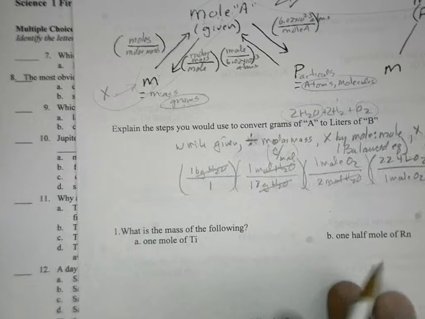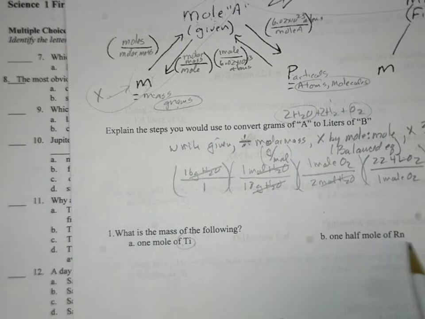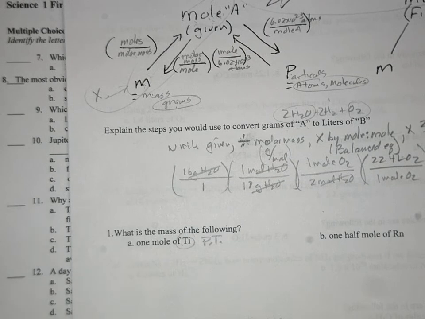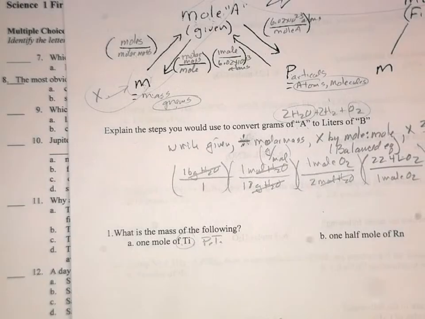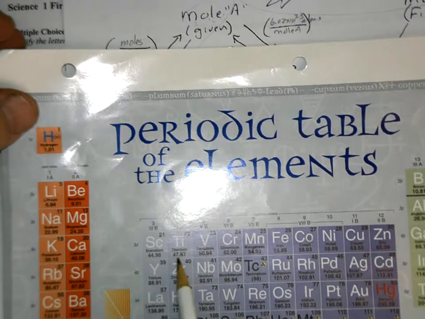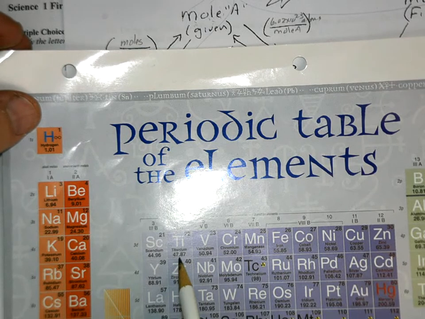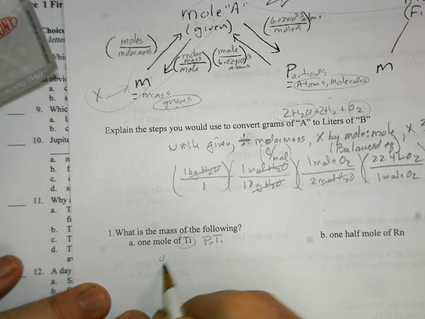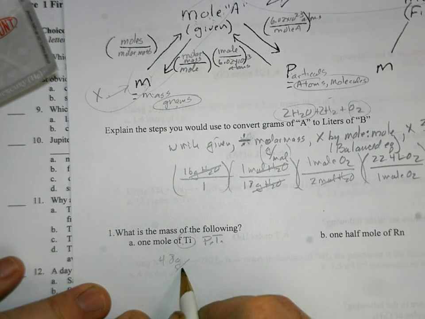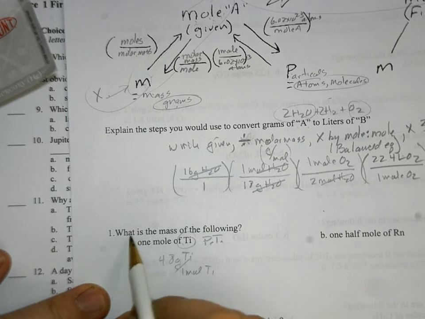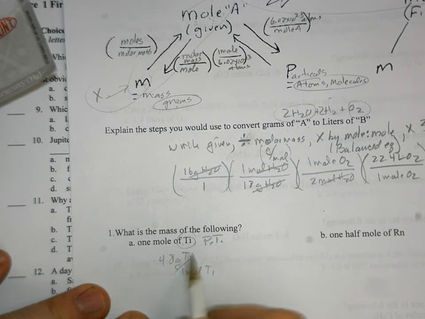Okay, for both of these, first off, when you're looking for the mass, you have to look on the periodic table. So you just have to look up titanium. Here it is. Titanium's mass is 47.8, so we'll round that to 48. So it's 48 grams in 1 mole. 48 grams of titanium in 1 mole of titanium. So what's the mass of 1 mole? Well, it's going to be 48 grams.